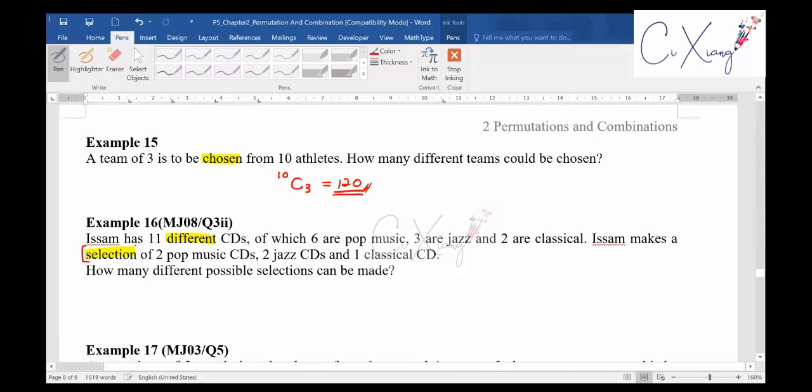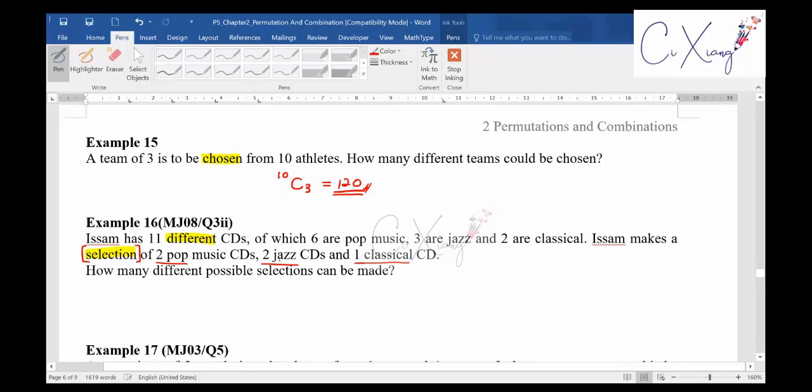Okay, so this keyword again tells you that it is for the combination part, right? Combination, not the permutation. So I want to have 2 pop music, 2 jazz CDs, and 1 classical. So this is the complete selection. Complete selection means that, in addition, they want you to select 5 CDs in total. Okay, so there are 2 pop music, 2 jazz, and 1 classical. Alright, so this is a complete selection of 5 CDs here.